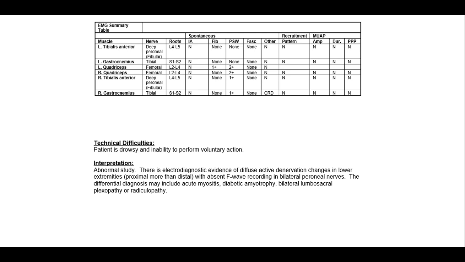History, examination, nerve conduction, EMG, and other pieces. So thinking about this intermittent problem or chronic problem with acute and chronic presentation, proximal more than distal, asymmetric weakness, and active denervation changes.